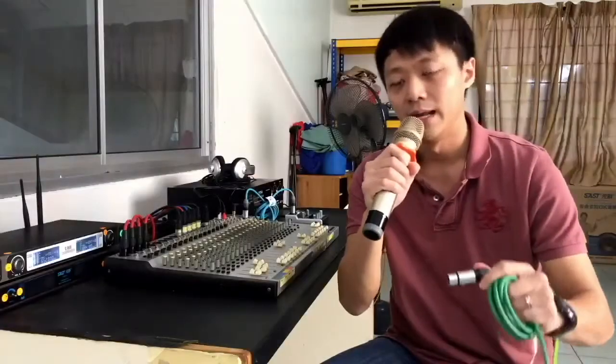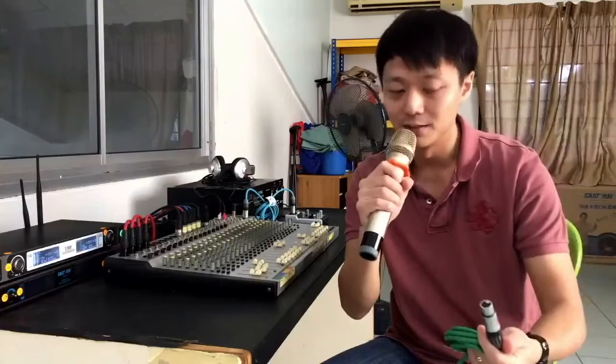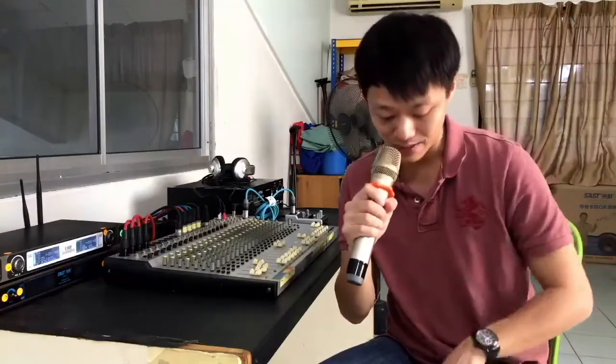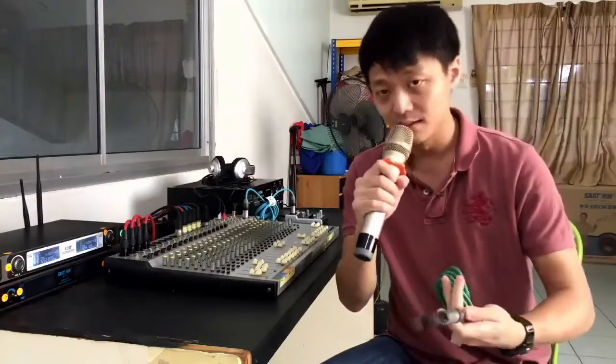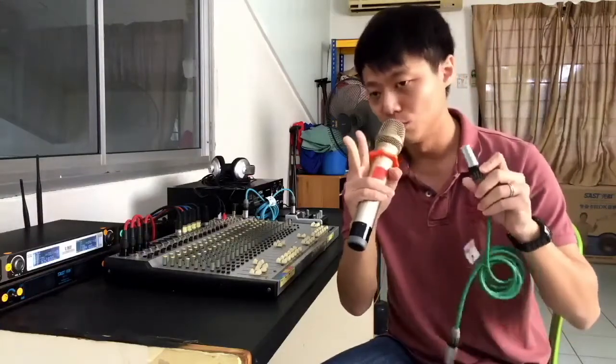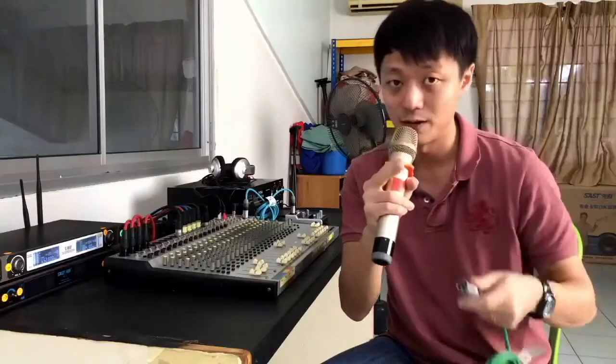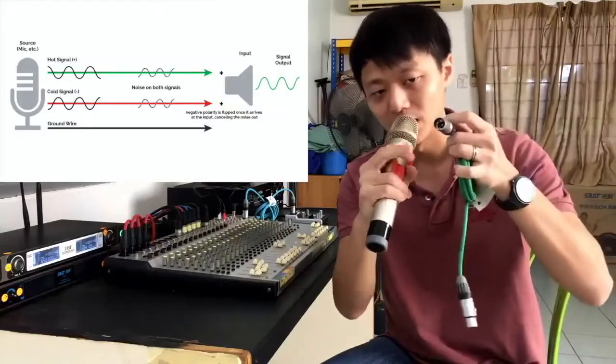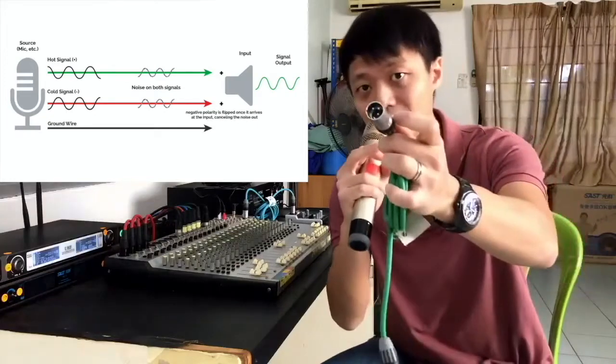Okay, and now we go to balanced signal. What is a balanced signal? Different from being unbalanced, now it's balanced. Compared to unbalanced, a balanced signal, instead of just two components in a cable that we saw just now, actually has three components. You can see 3 pins in our cable right here.